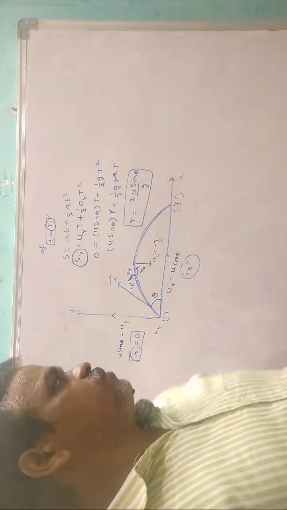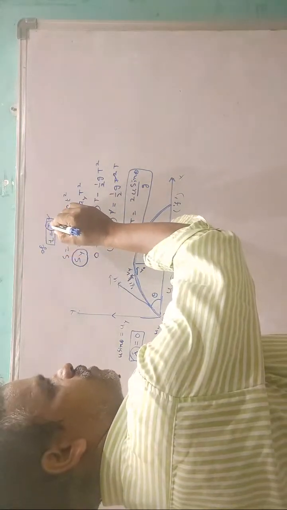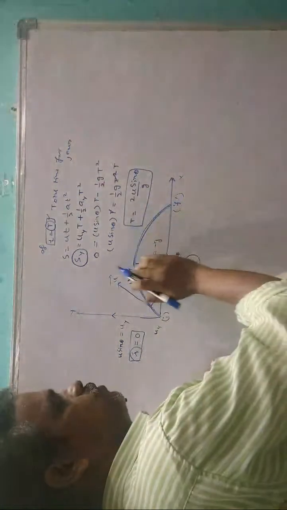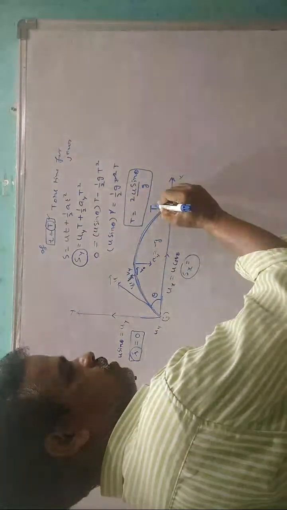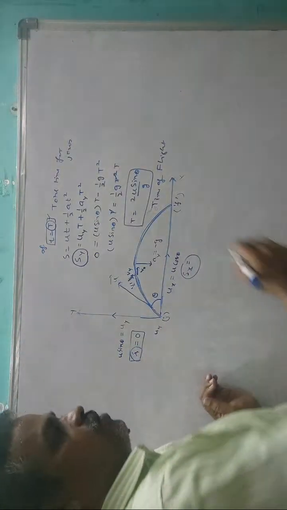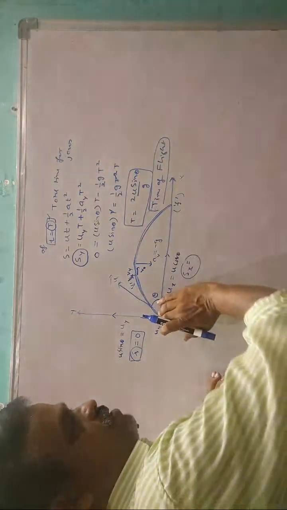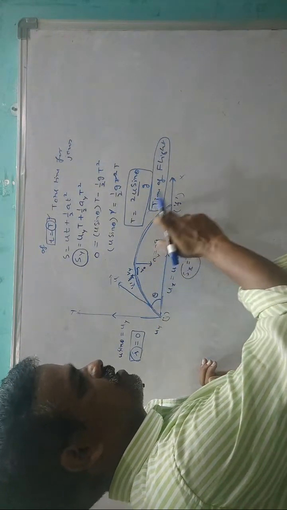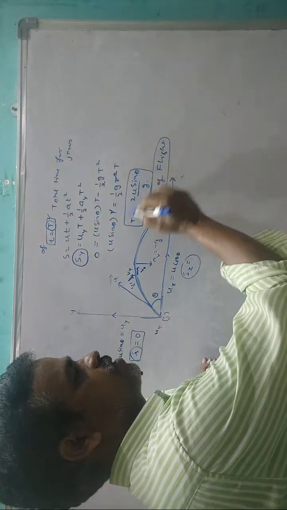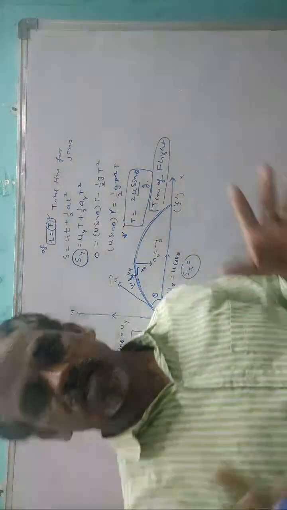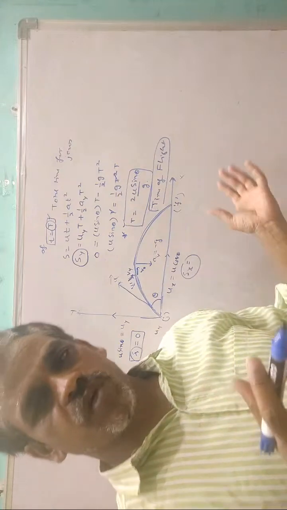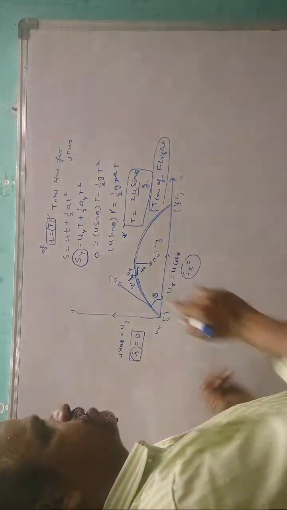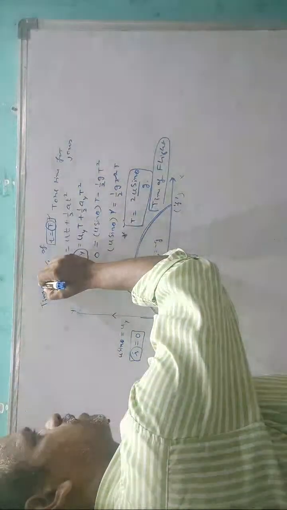2u sin theta by g. That means T is the total time of the journey, the time of flight. Flight means the body is in the air. How much time the projected body is in the air is equal to the time of flight: T equals 2u sin theta by g. This is also an important equation. I am just applying the kinematic equation to the obliquely projected body. So you just copy the equation for time of flight.